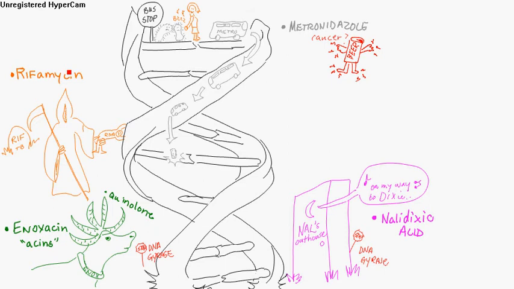So we'll start with rifampin, or rifamycin. I get them confused, but rifamycin inhibits bacterial DNA-dependent RNA polymerase. So it's pulling the DNA-dependent RNA polymerase off of the DNA molecule. So it's inhibiting that. It is broad spectrum.